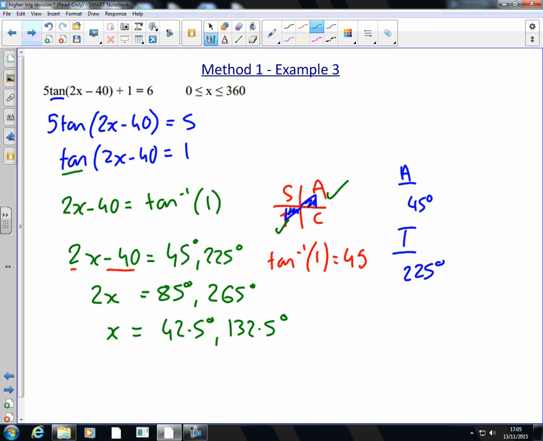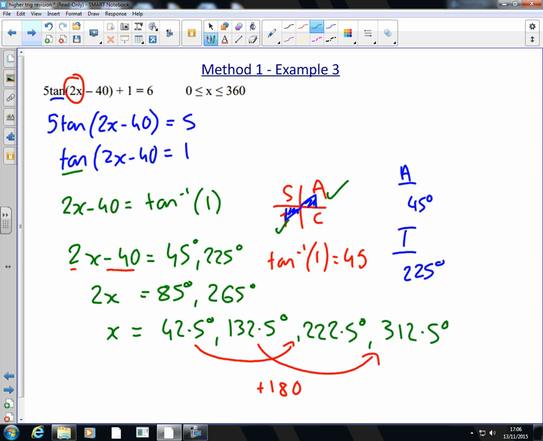And again, we've got to consider our period. We're talking about a 2x now, so that repeats every 180. So if I add on 180 to 42.5, that'll be 222.5 degrees. And do the same thing there, add on 180. That will give me 312.5.